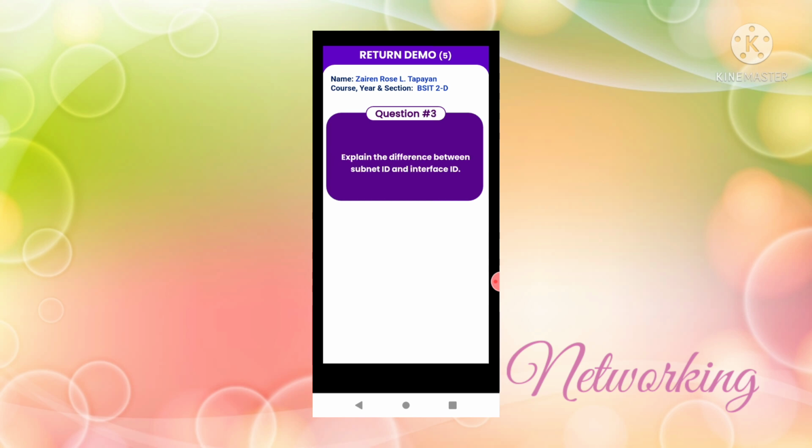Question number 3. Explain the difference between subnet ID and interface ID. The next field is the 16-bit subnet ID, which you or another administrator allocate for your site. The subnet ID describes the private topology, also known as the site topology, because it is internal to your site. The rightmost 4 fields, 64 bits, contain the interface ID, also referred to as a token.